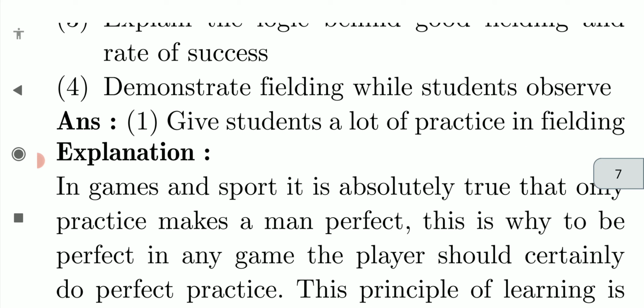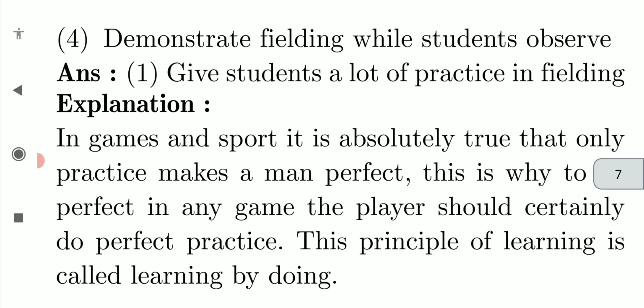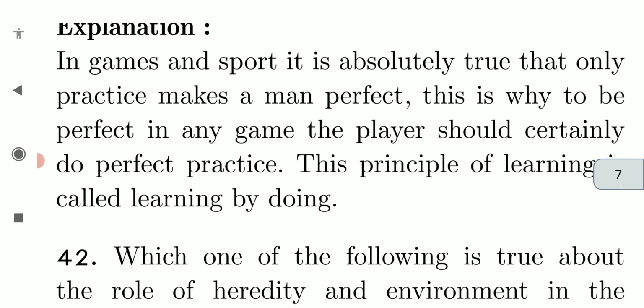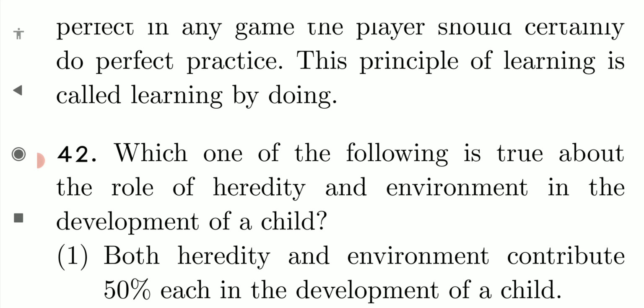Okay, in studies it is different. But in games and sports, what is absolutely true is that practice makes a man perfect. To be perfect in any game, the player should do perfect practice. This principle of learning is called learning by doing. Understood? Then the 42nd question: which one of the following is true about the role of heredity and environment in the development of a child?